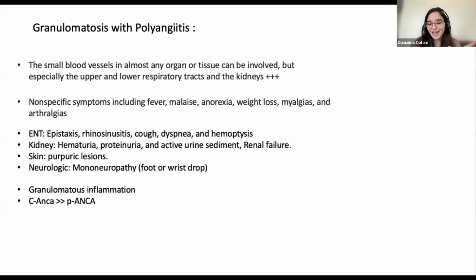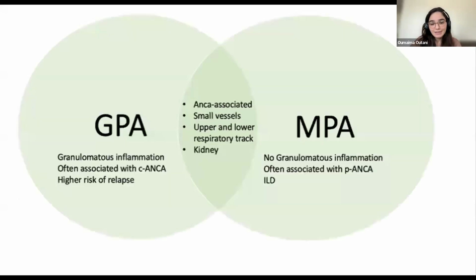Now back to the question that I asked you earlier. The answer is microscopic polyangiitis. GPA and MPA have so much in common. They are both ANCA-associated. They both attack small vessels.